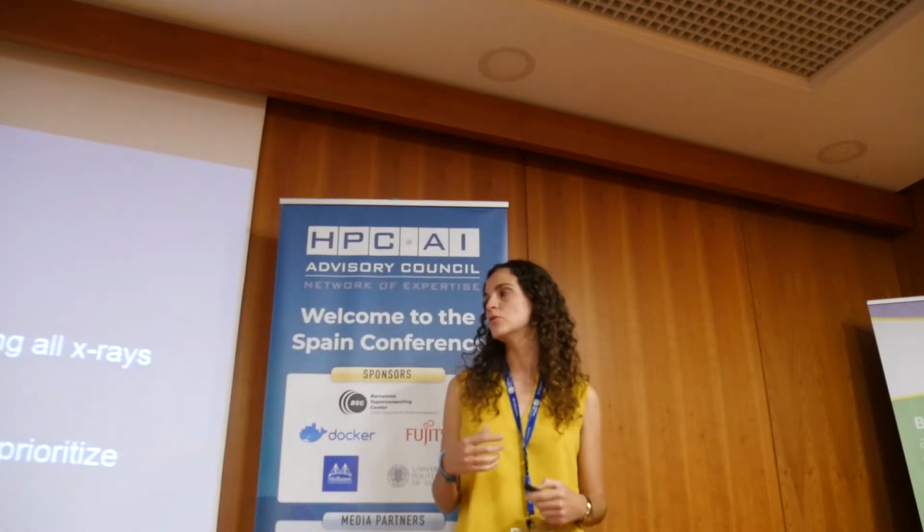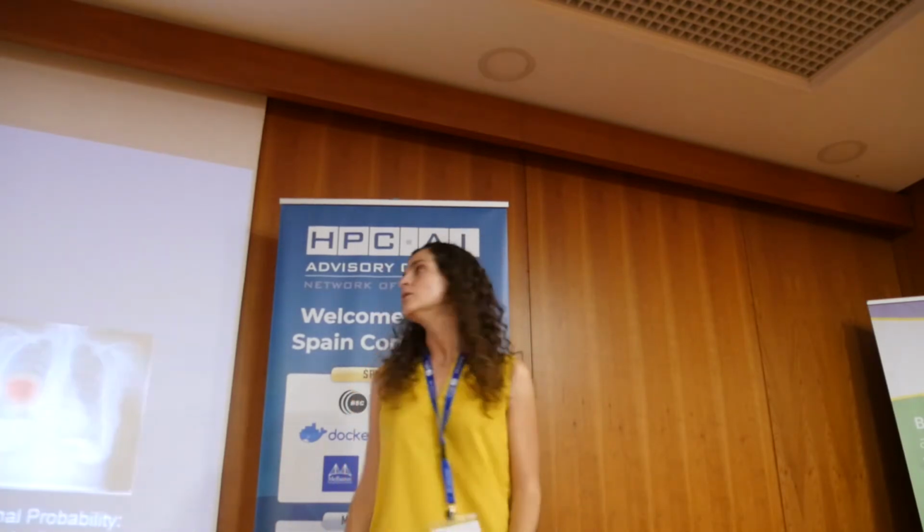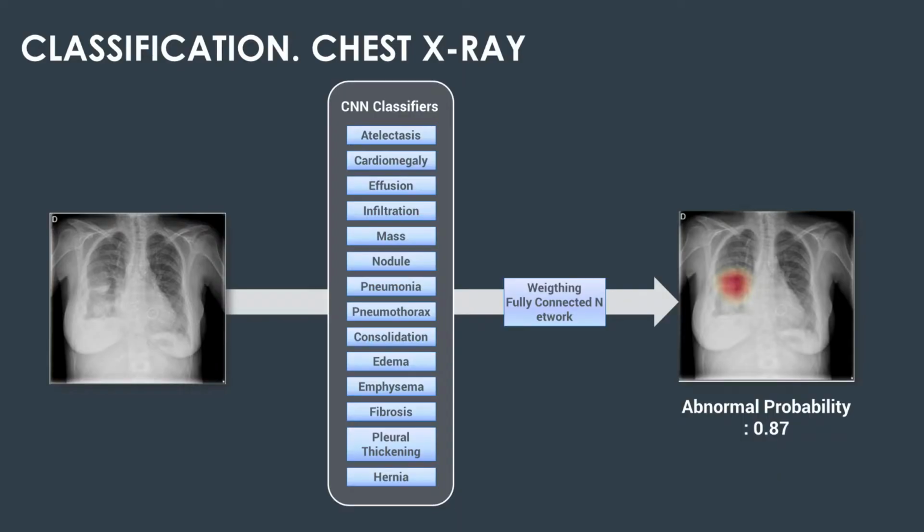So the solution that we thought of is to generate a classifier to automatically classify chest X-rays to prioritize those with abnormal findings. So what we will develop is, having a chest X-ray, we train different classifiers to detect different pathologies. So we train different classifiers depending on the pathology, and the output of all of these classifiers was used to train another one in order to generate an abnormality score.